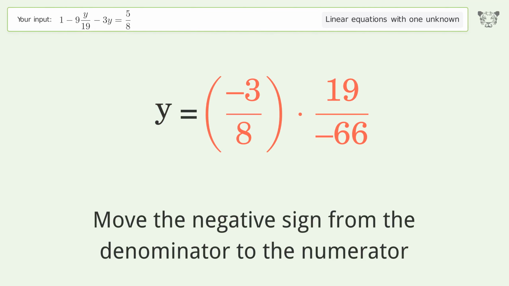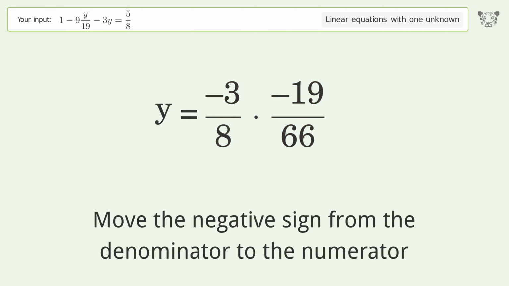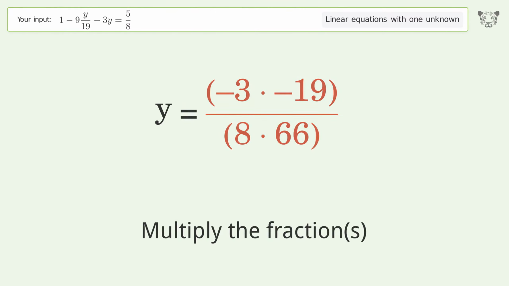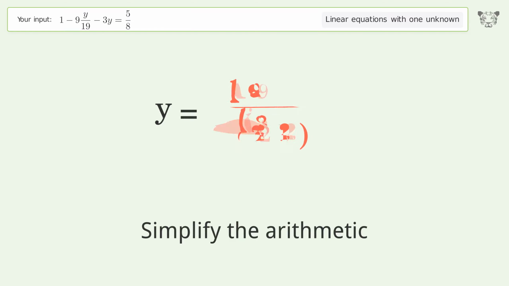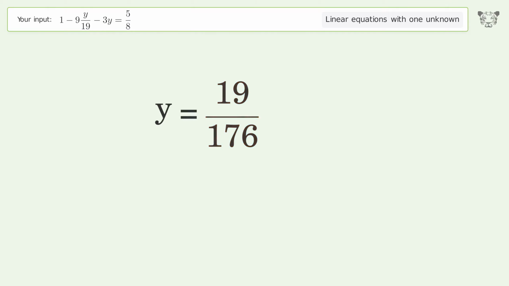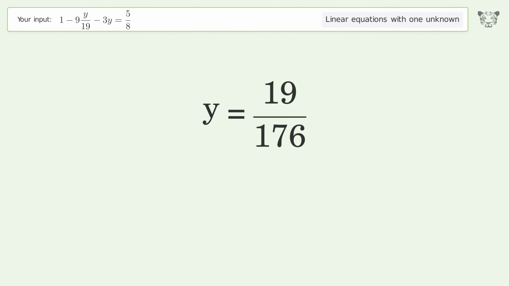Move the negative sign from the denominator to the numerator. Multiply the fractions. Simplify the arithmetic. And so the final result is y equals 19 over 176.